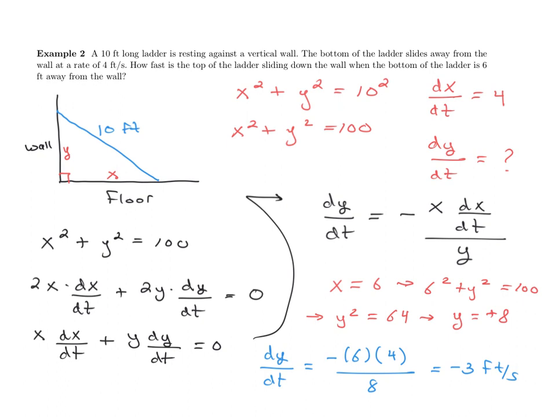One thing to be careful about is how fast is the top of the ladder sliding down the wall? The way the question is phrased, sliding down the wall is indicating the negative. So in terms of your answer, you would only have to say positive 3 feet per second. So I'm going to put that up here as the answer. The answer is 3 feet per second. The reason that I did not include the negative is the way the question was phrased. Since it's saying how fast is it sliding down the wall, the down is indicating the direction, which is the negative. So I'll just include the unit as well as the absolute value of the number, which is 3.